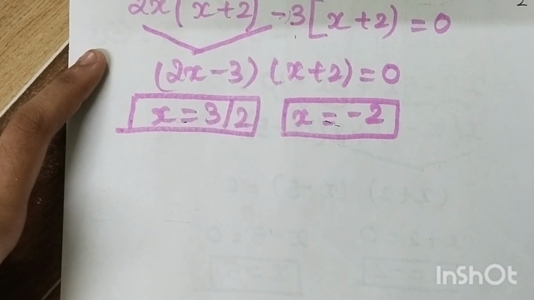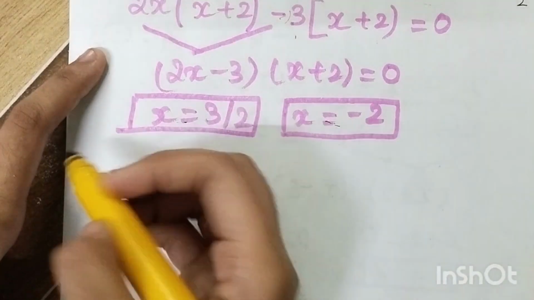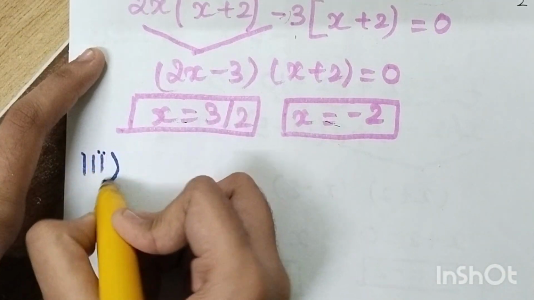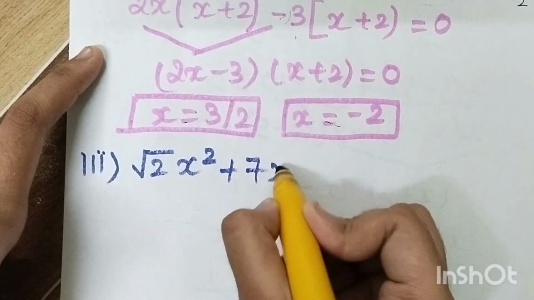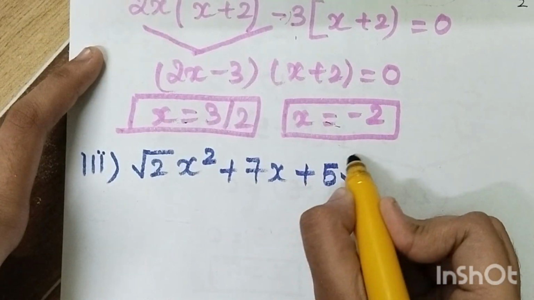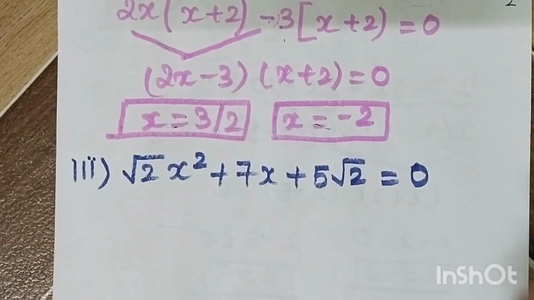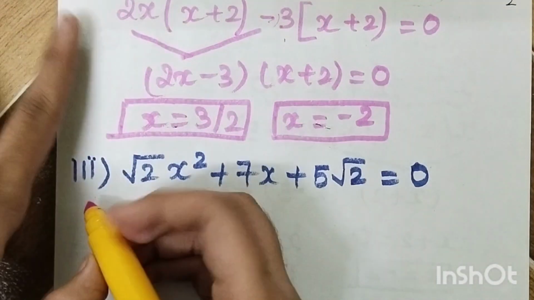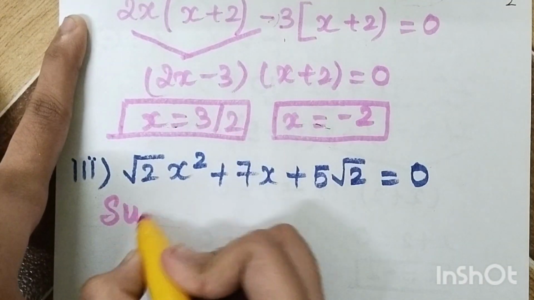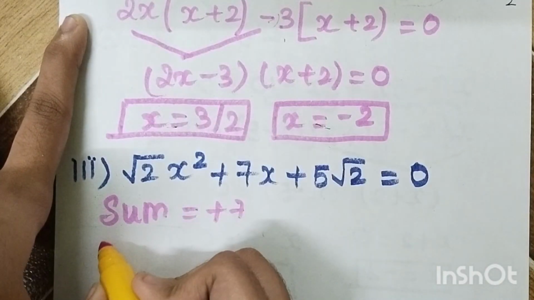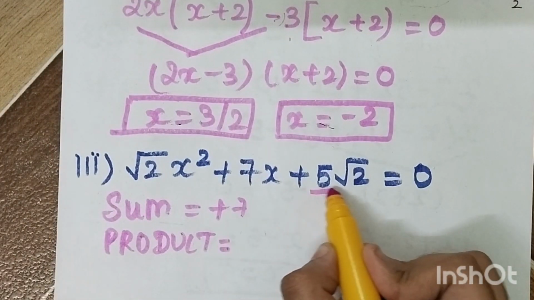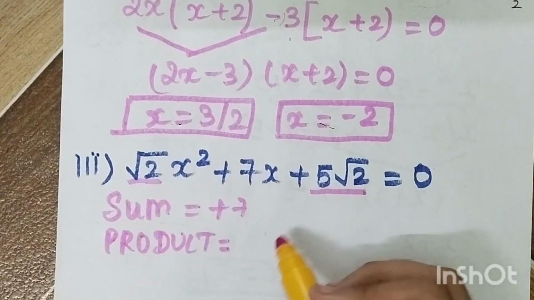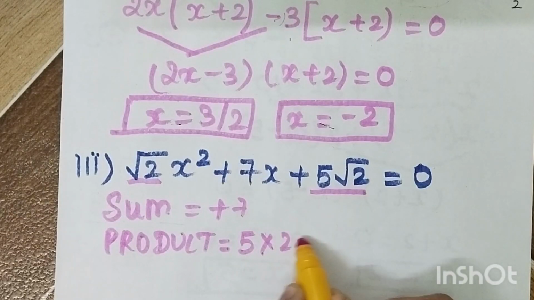So now moving on to the next sum. Root 2x square plus 7x plus 5 root 2 is equal to 0. Okay. So here what is our sum? Our sum is plus 7 and then product, here constant is 5 root 2 and here root 2. Okay, so 5 into 2, which is 10.